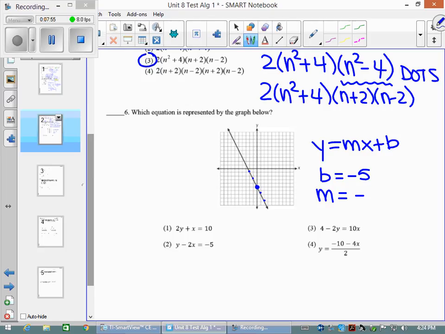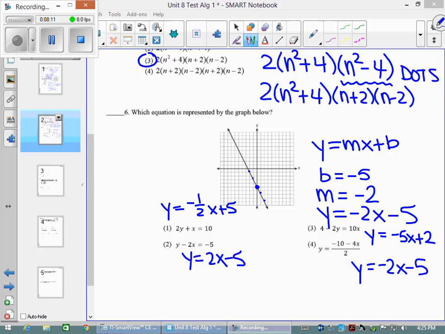Bring this together to get an equation of y equals -2x minus 5. I look at my 4 choices, and I don't exactly see any of them in y equals. So you would need to take a step to solve them all for y. And once all 4 choices are solved for y, we can see that choice 4 has my equation, y equals -2x minus 5.